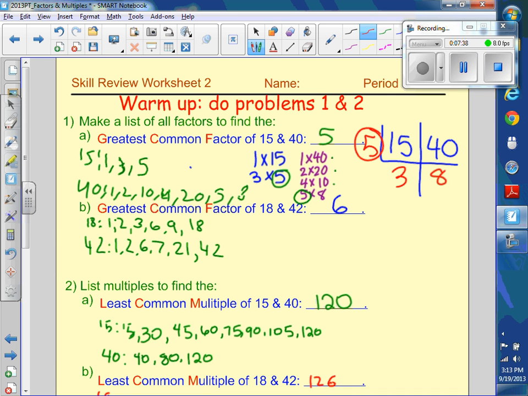Yes, you can do it for the GCF and the LCM. We'll get there for the LCM in a minute. You're right. Let's practice one more time. So why don't you put this on the side of your yellow sheet? Just do number 1B with 18 and 42.